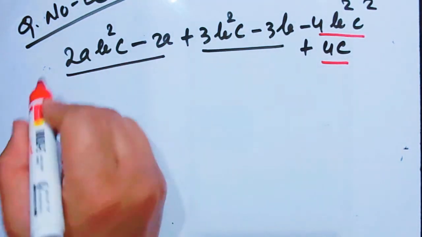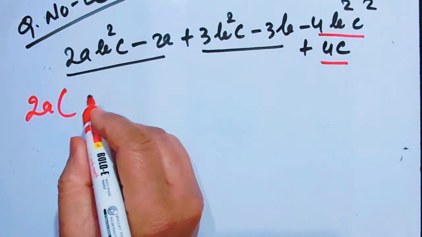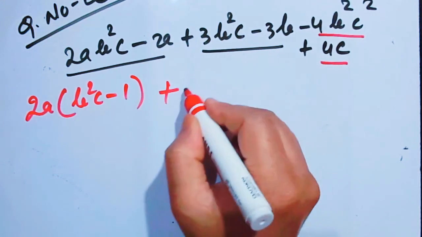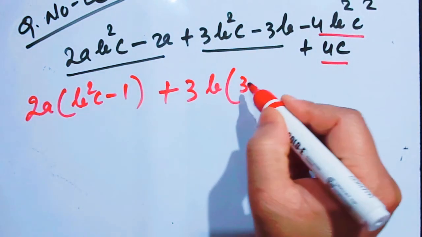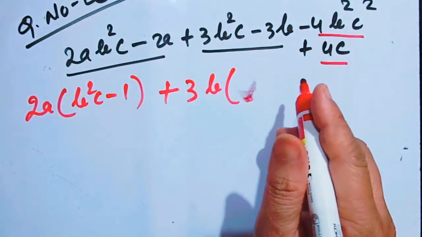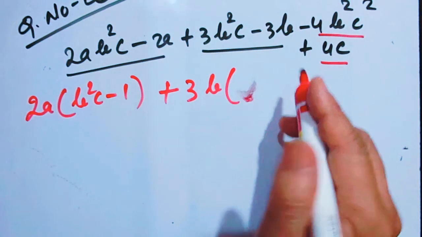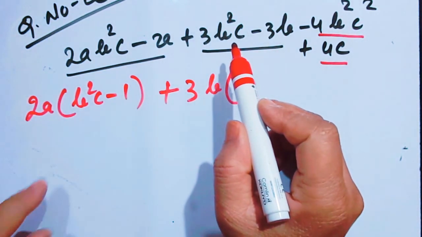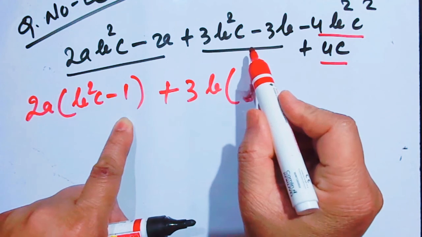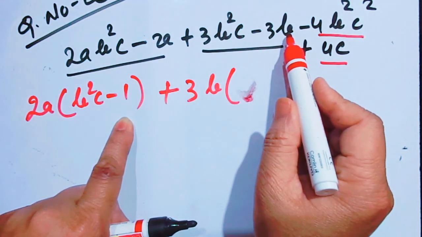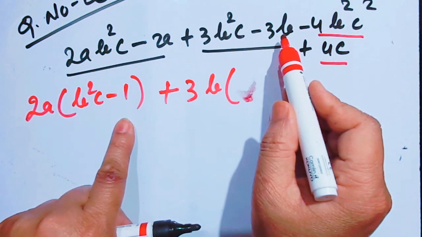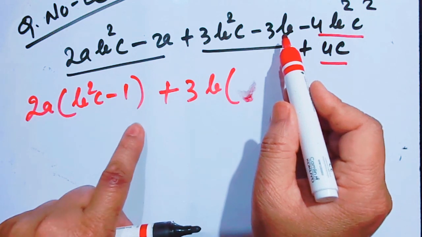Let's see, if I take 2a common over here, what are we going to get? B square c minus 1. Very good. If I take 3b common over here, and then again b square c minus 1. Do you think that there is some issue with this particular sum?